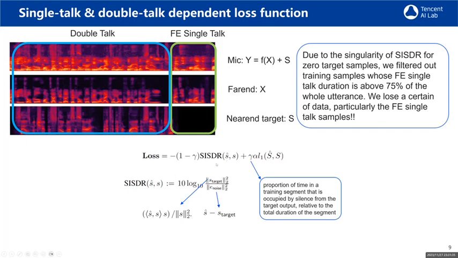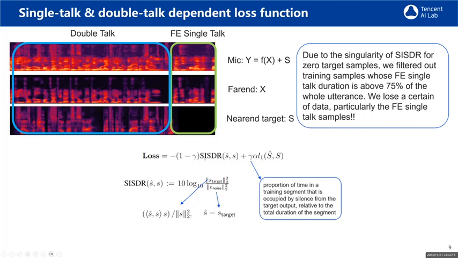By considering the SICR loss function, there is the target signal in the denominator. So if the target signal is all zero, there's a singularity problem. So in order to avoid the singularity problem for the SICR loss, we have to filter out those data that have single far-end talk durations. By doing that, we lose a certain number of data, particularly the far-end single talk samples.